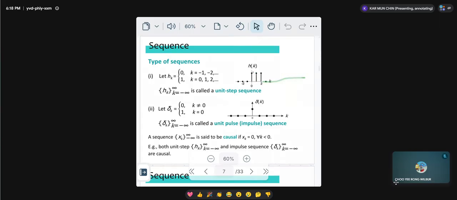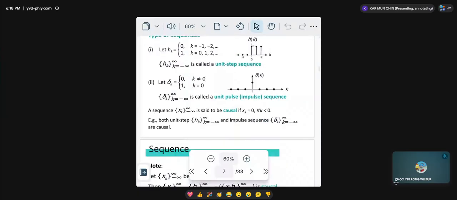So this is a discrete number, discrete time, discrete number, and the sequence follows this given statement or equation. This one we call the unit step sequence. We know the unit step starts from 0 and then 1 here. Or it can be delta k.